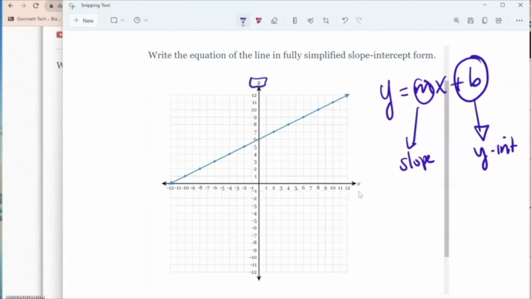Here's the y-axis. Where does this line cross this line? So I can look for my little crossing right here. So it crosses at 6. So the y-intercept is 6, positive 6. Okay. Now, because it says the word equation, an equation must have an equal sign. So for an equation, you must write the whole thing.